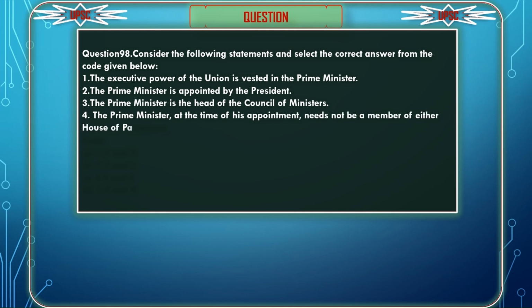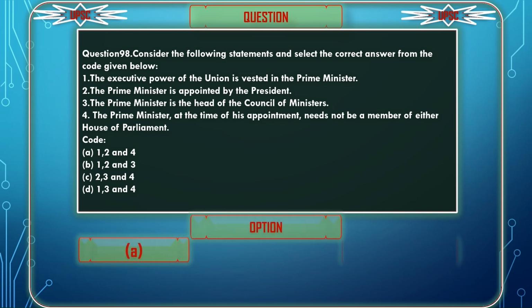Code: A. 1, 2 and 4. B. 1, 2 and 3. C. 2, 3 and 4. D. 1, 3 and 4.